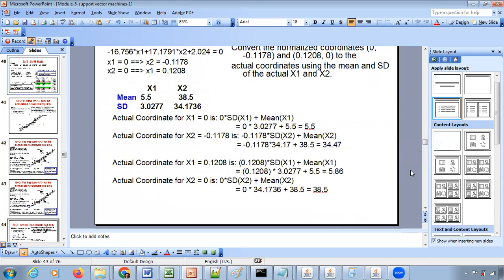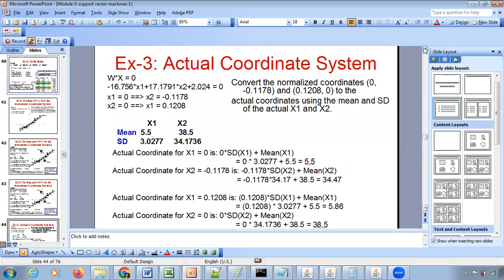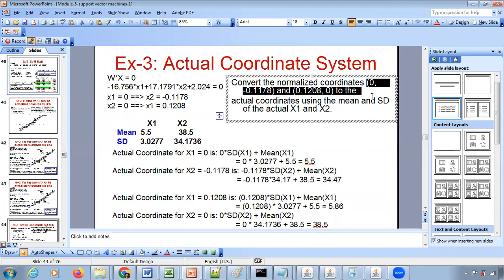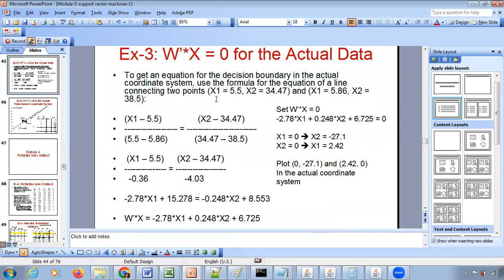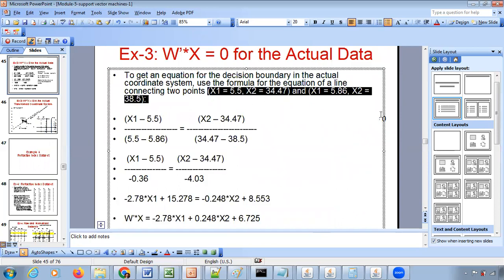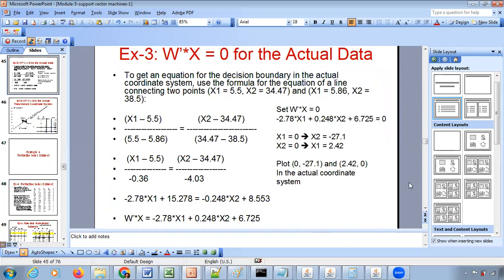So between 7 and 8, if you stay less than 7.5, the person is more likely to get cured, not 7.5 or above. Then again, the same idea of getting this into the actual coordinate system. What you need to do is find the raw coordinates for these normalized coordinates. We know how to do that using the mean and standard deviation. And once you get those two coordinate points, we need to plug them into the equation for a line connecting 2 points and get the equation.